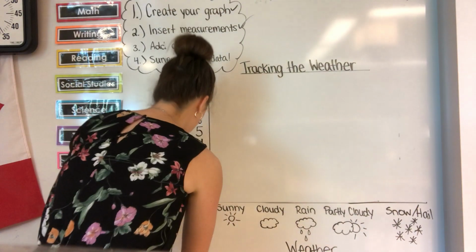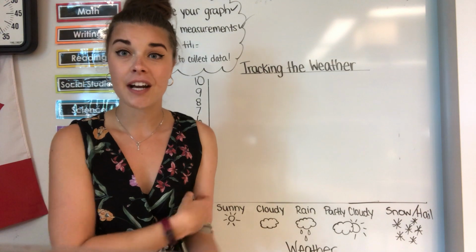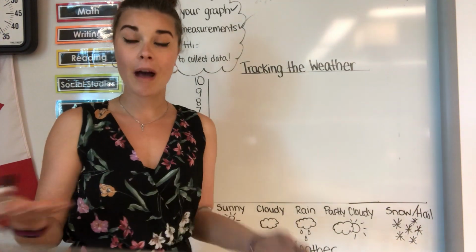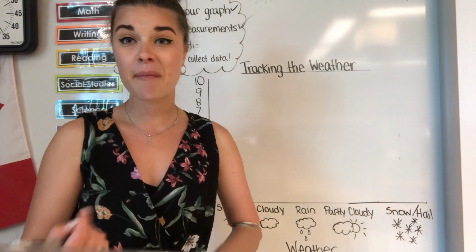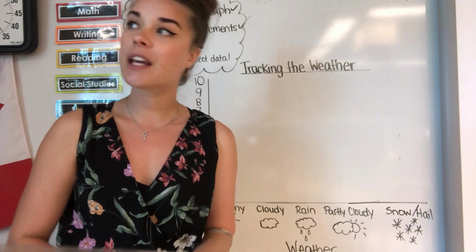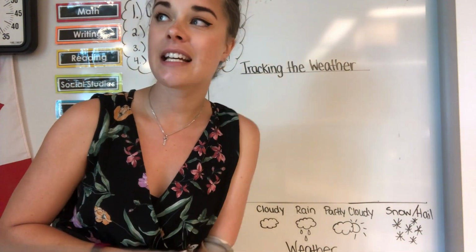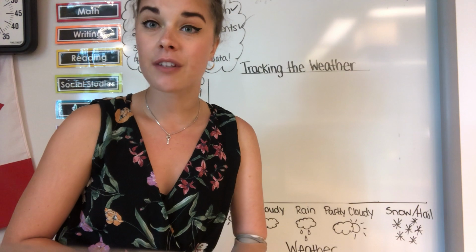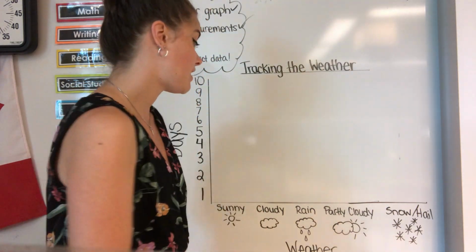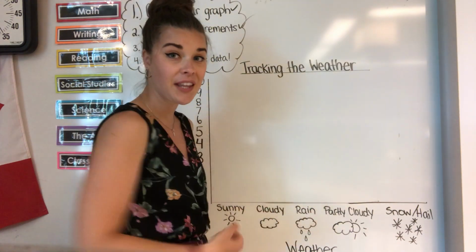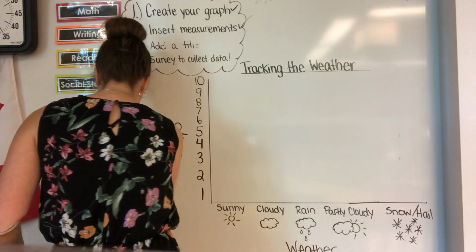All right, friends, so you have now created your own bar graph table. So now you're ready to start recording the weather. Maybe we'll start with what the weather is like today. Today will be our day 1, and I'm looking out the window and I'm noticing that it's sunny, but there's also a lot of clouds in the sky. So today we're experiencing partly cloudy weather.